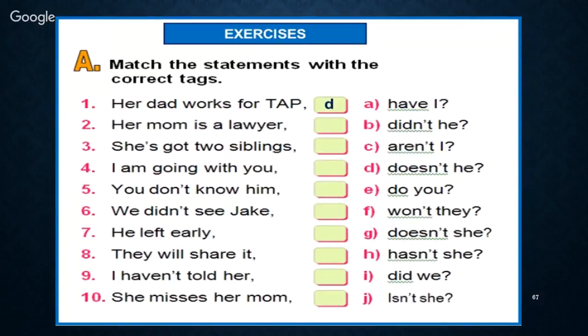Dad works for TAP. It's already been done, doesn't he? Her mom is a lawyer, isn't she? She's got 2 siblings, hasn't she? I'm going with you, aren't I? You don't know him, do you? We didn't see Jake, did we? He left early, didn't he? They will share it, won't they? I haven't told her, have I? She misses her mom, doesn't she?